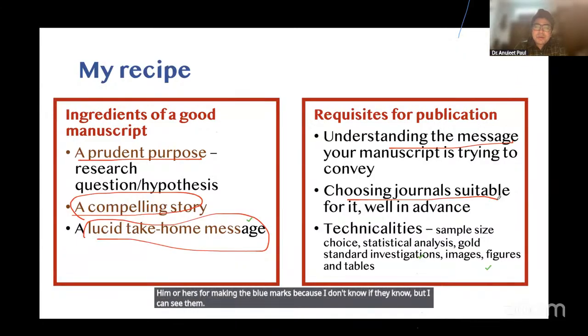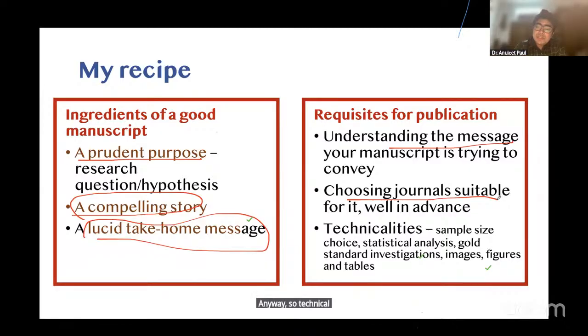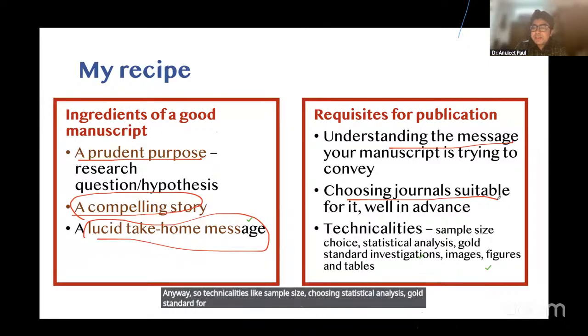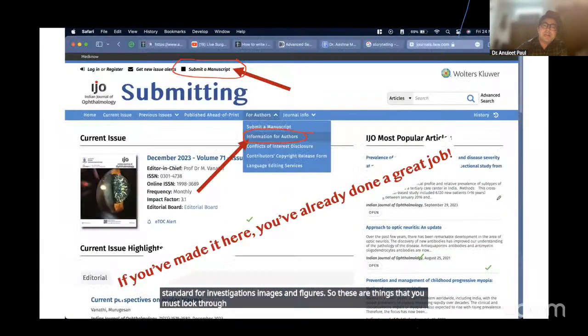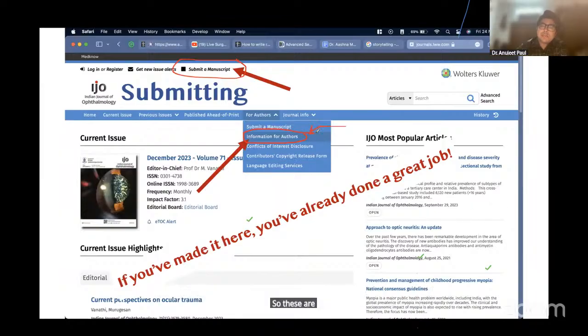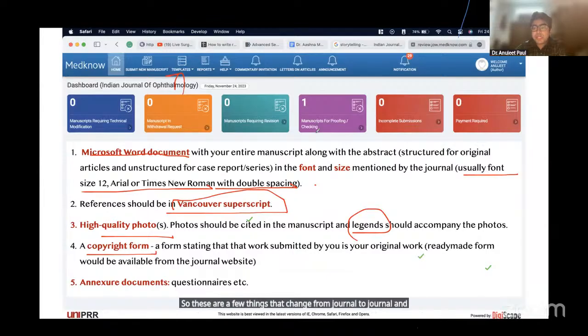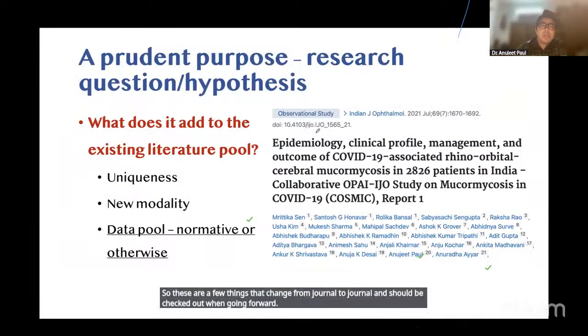Anyway, so technicalities like sample size, choosing statistical analysis, gold standard for investigations, images and figures. These are things that you must look through, like I mentioned over here in the information to the author section. These are few things that change from journal to journal and should be checked out when going forward.